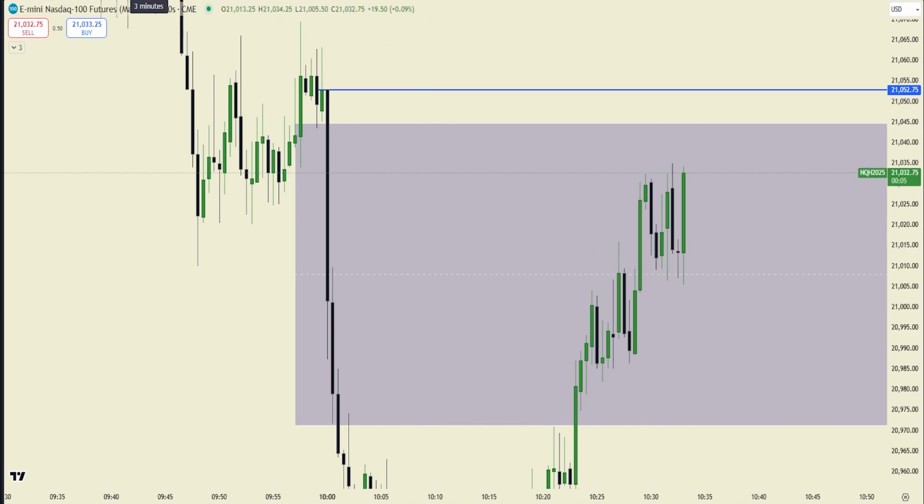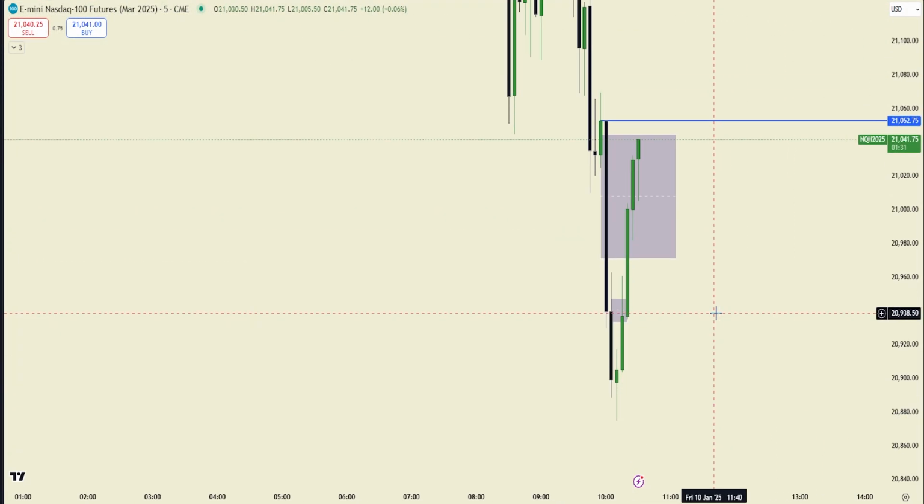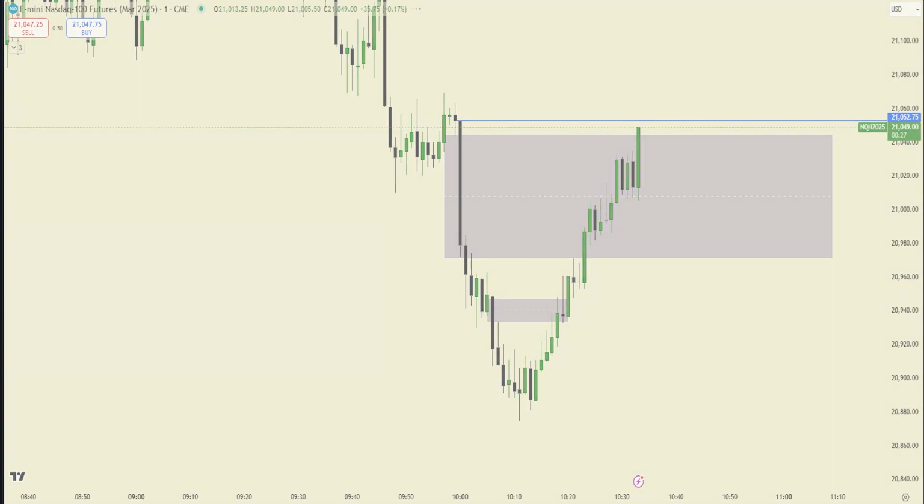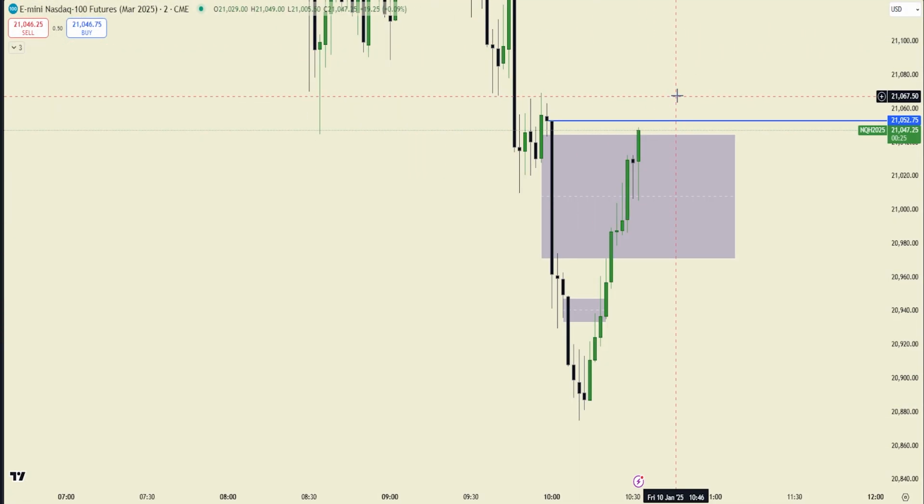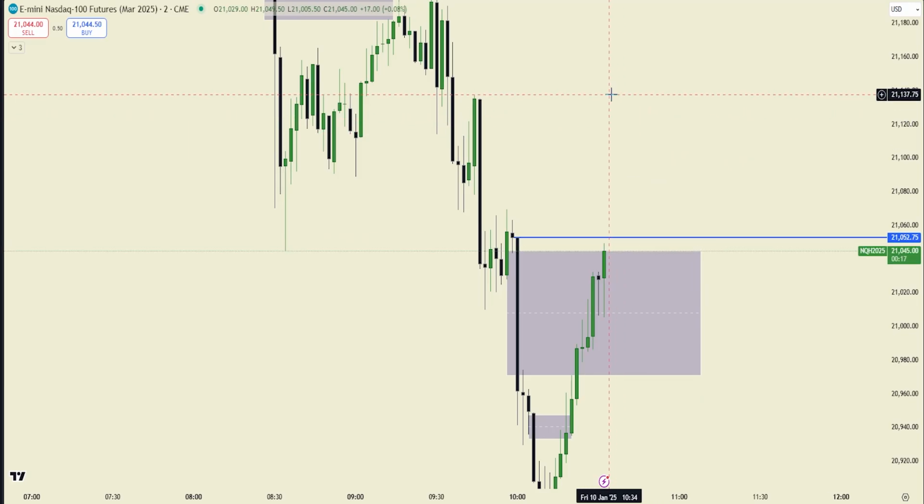So the basis for Dodgy taking this trade off the 5-minute is obviously just the momentum. I mean, we pumped 170 points in 25 minutes, so that's really good momentum. Once we hit this high here, that's your stop to break even, so 21,070 it looks like. And then after that, your first scale target would be this high here at 21,138, because that's 1 to 1 RR away.